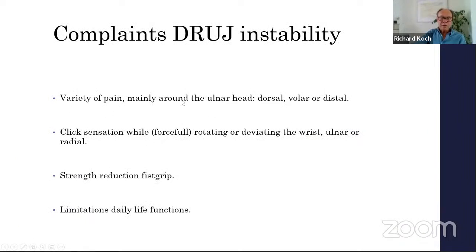So it's a variety of pain, usually around the ulnar head. They experience a click sensation in full rotation or deviation. You have a reduction of the fist grip, and you have limitations in daily life functions, or even so bad that they can't participate in their jobs.